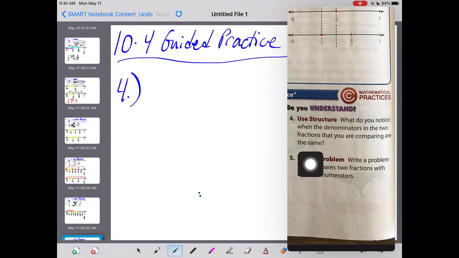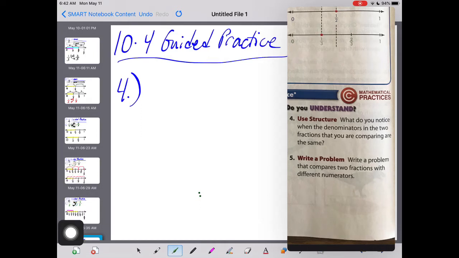I want you to think about it. Go back to some of the examples that we've had where the denominators are the same, and what do you notice about the fractions? Okay? Do some thinking on that. Pause this video. When you think you have something, come on back, and then we'll do it together, and I'll show you what I think would be a good answer to write down. Okay? Pause.